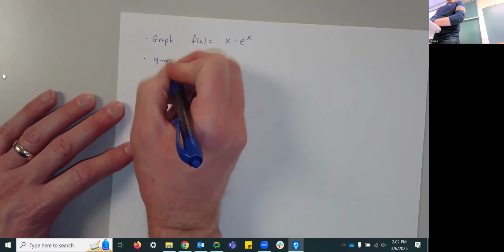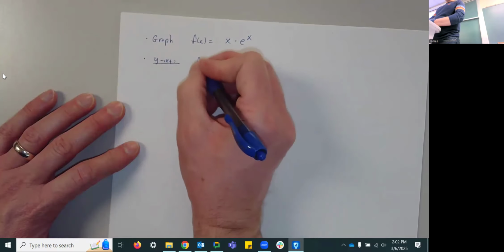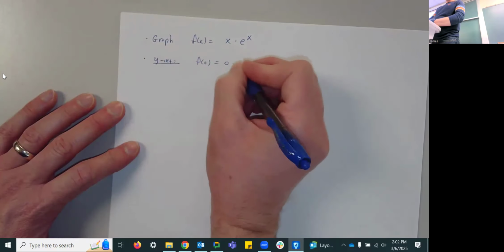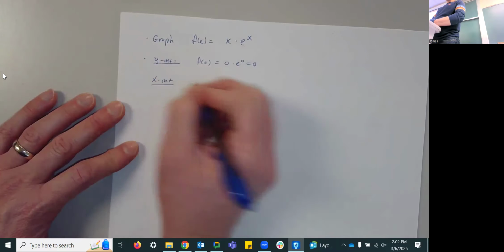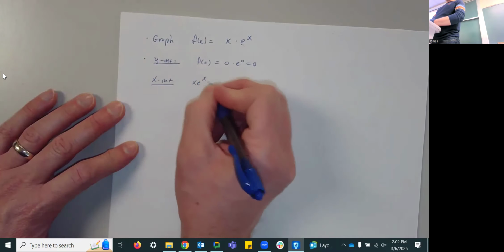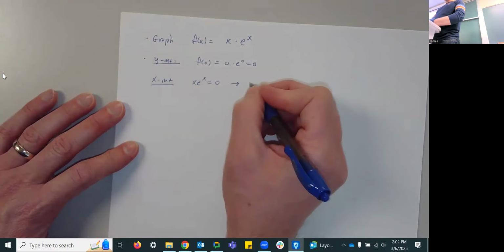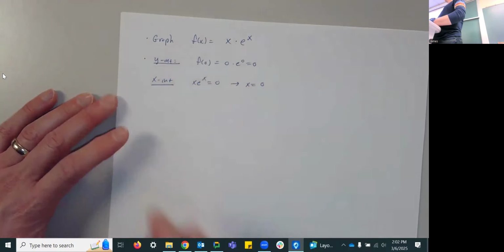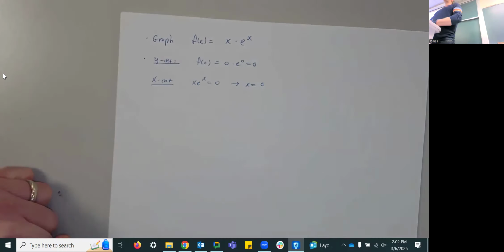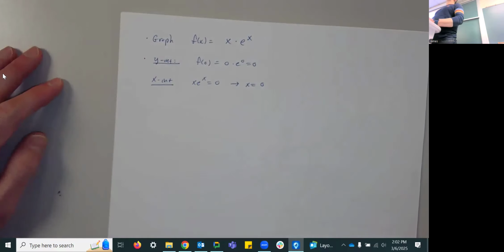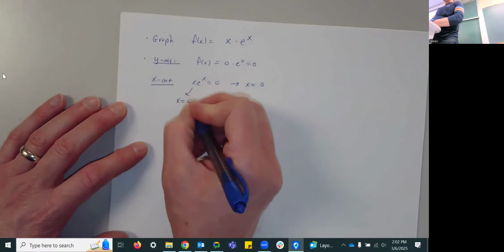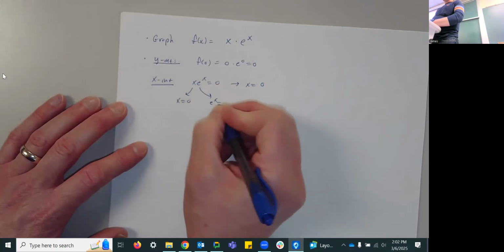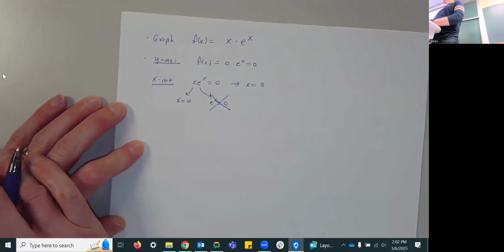So, y-intercept. f of 0 is 0. X-intercepts. x e to the x equal to 0 is going to yield just x equal to 0. It's a really important reminder that e to the x is never 0. E to the anything is always positive. So if you were to set each factor equal to 0, setting e to the x equal to 0 doesn't get you anything.